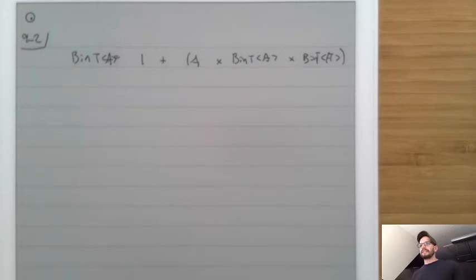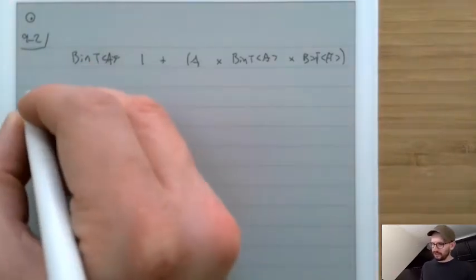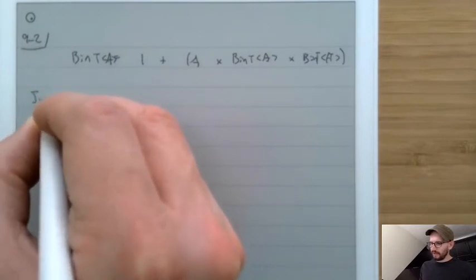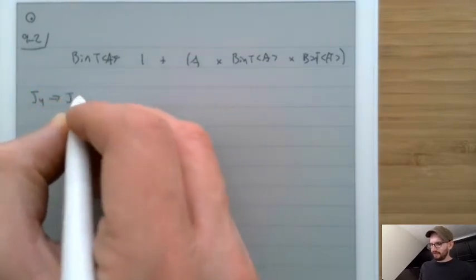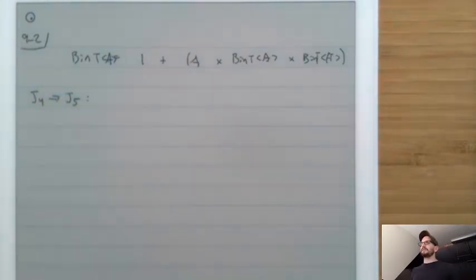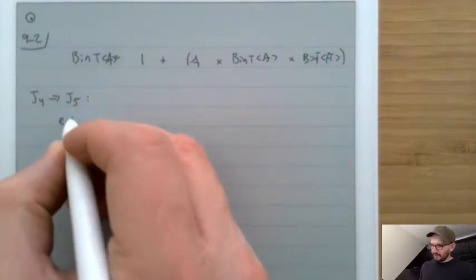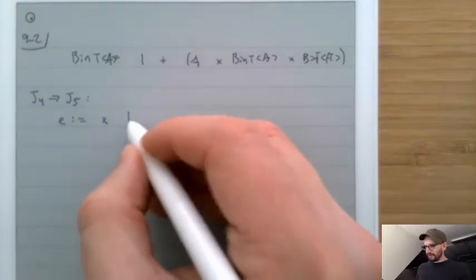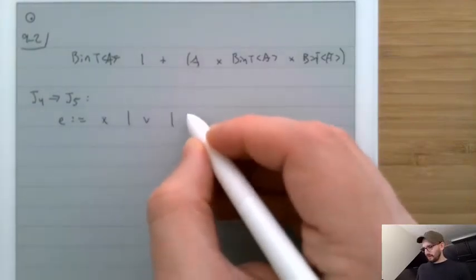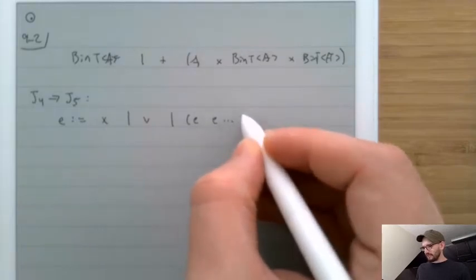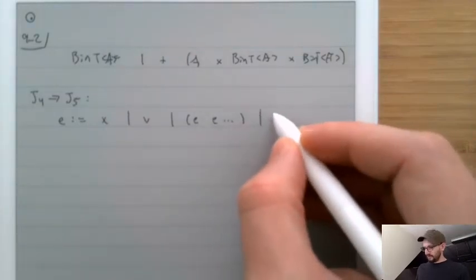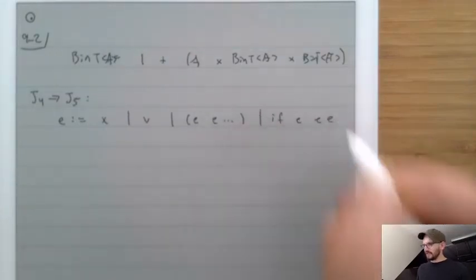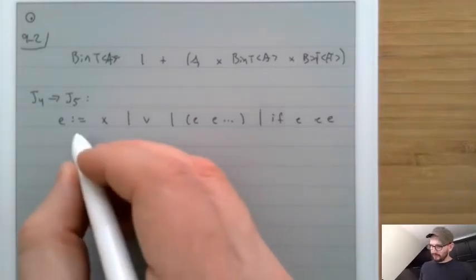Now we can write these things down. Well, we can encode them into our language by making the following changes to our language. We're going to go from J4 to J5. And we're actually going to add a significant number of things. Our expressions are going to have the following form. We're going to have variables, values, applications, ifs. Okay, this is all the same as before, and now we're going to add one new thing.